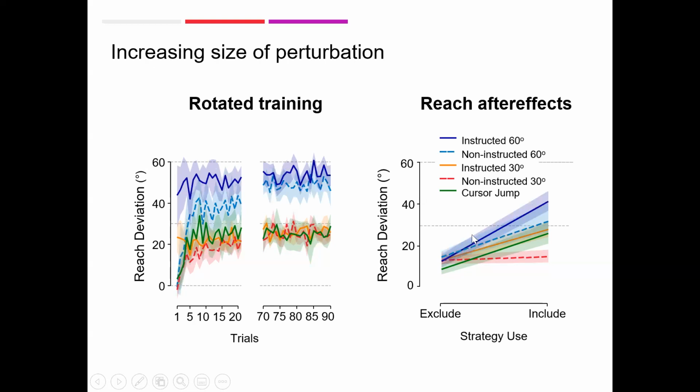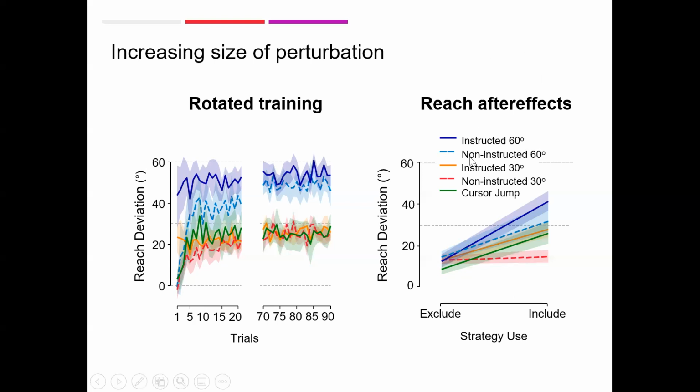And again, we see reach aftereffects, this unconscious part where they still exclude, that are about 15 degrees. In fact, at the same time we were doing this study, another paper came out that suggests that indeed these implicit unconscious changes in reaches tend to be capped at 15 degrees independent of the size of the rotation. So long as the rotation is at least 20 degrees, and even if it's as large as 90, people produce these kind of changes in estimate, persistent reach deviations of about 15 degrees.